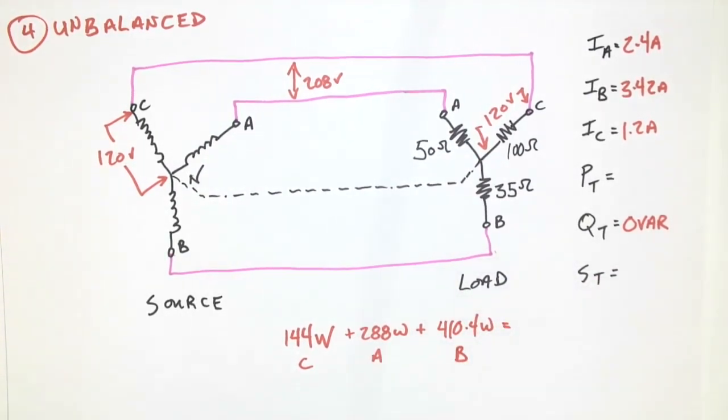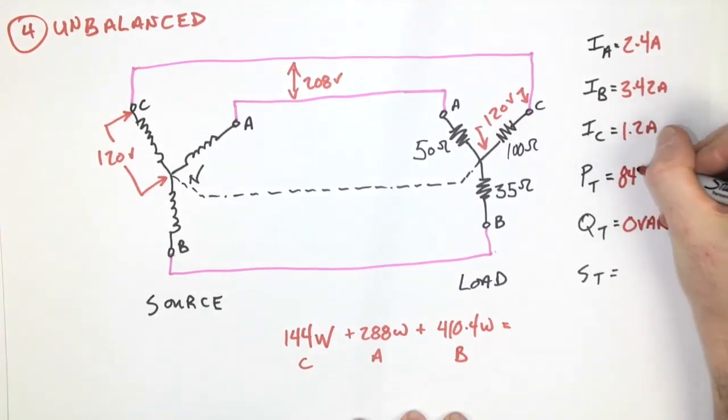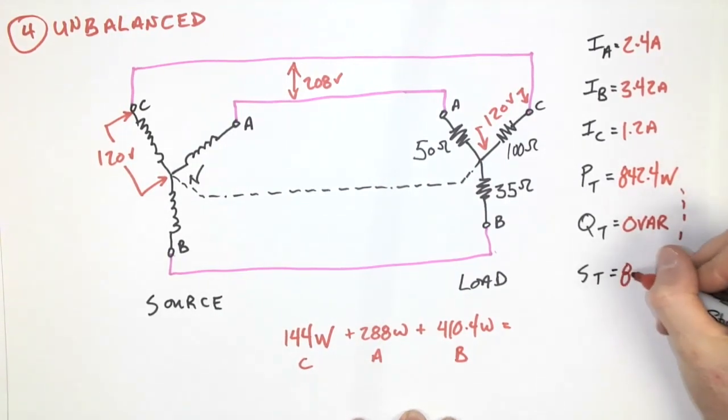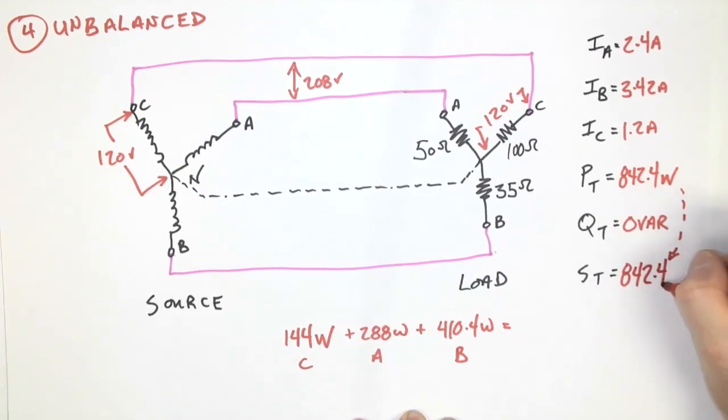We add them all up. 144 plus 288 plus 410.4, I get 842.4 watts, and we know that that would also be the VA because there is no vertical component to my power triangle.